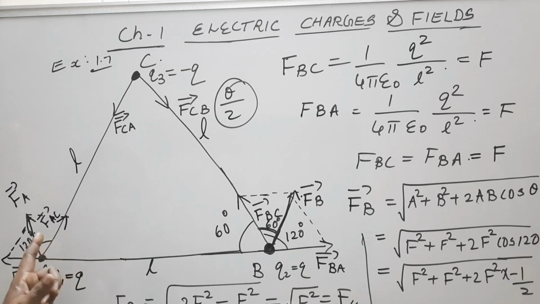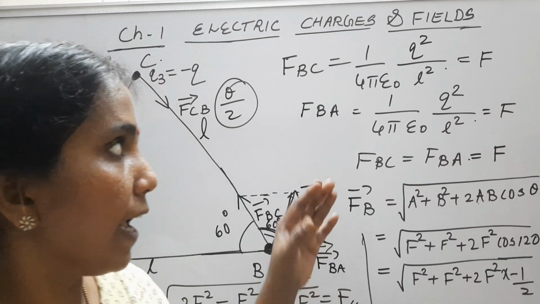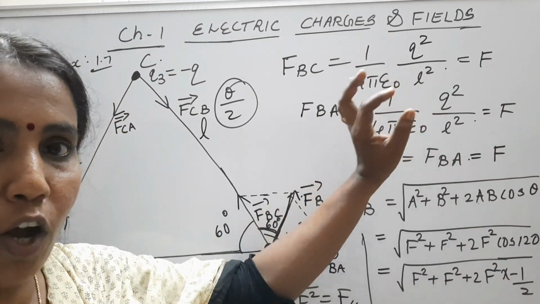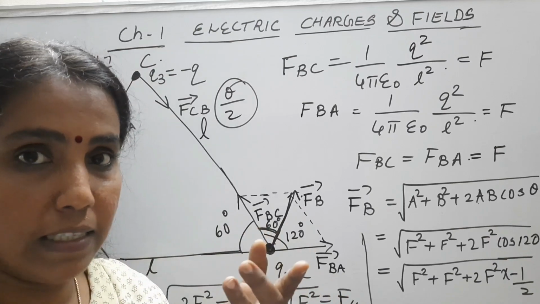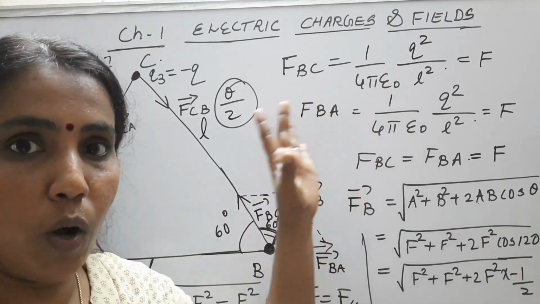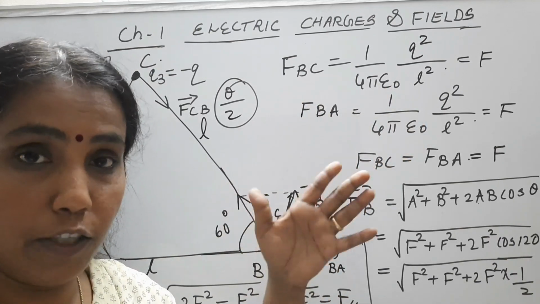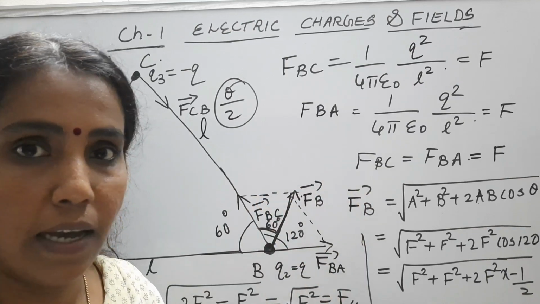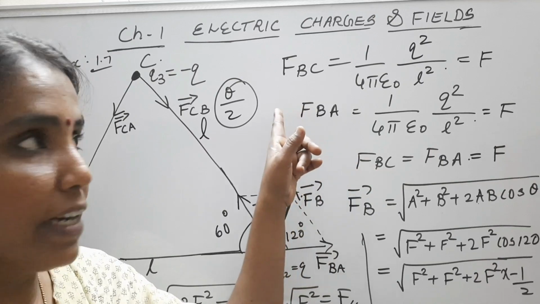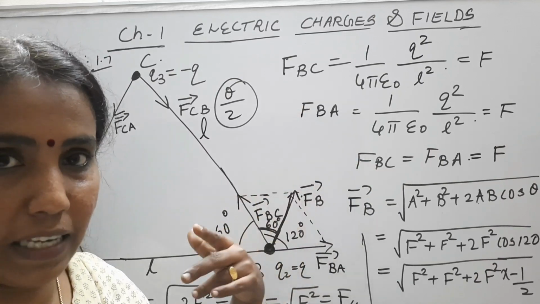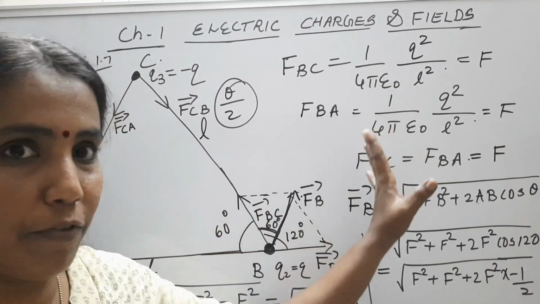So the thing is this, when we find the magnitudes of FAB and FAC, again we will get the same thing, because all the three charges are of same value. The only difference is in sign, and the separation between any two charges is also the same, L. So there won't be any change in finding FAB or FAC, no change. It will be F itself.